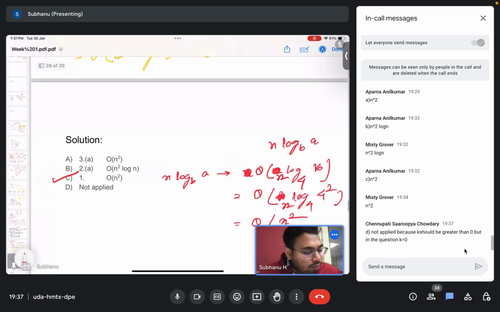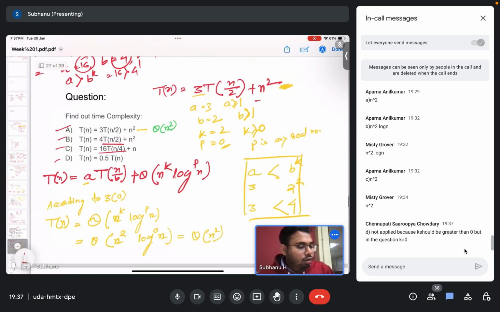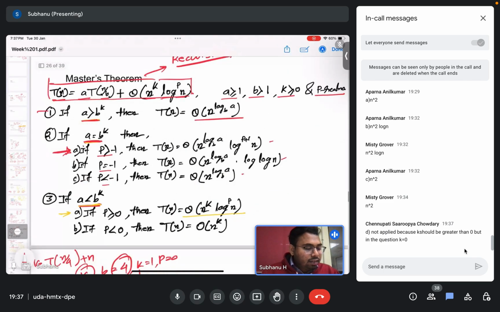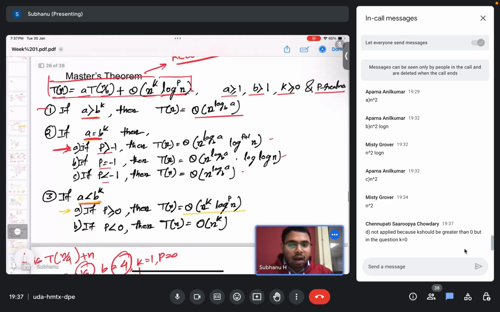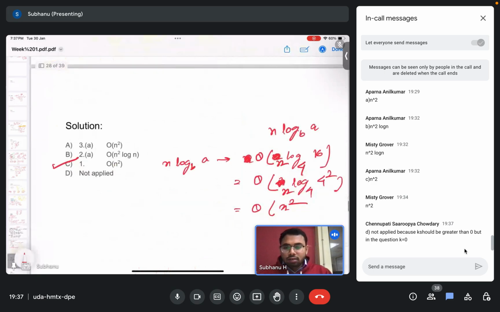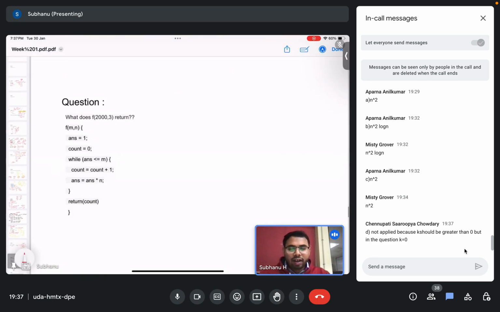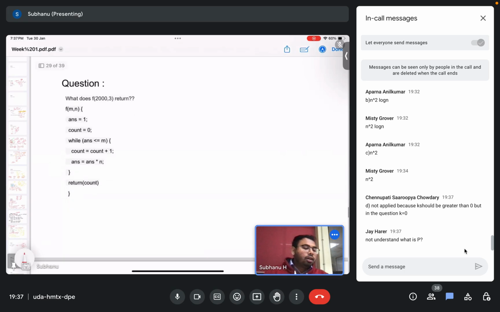For the last question, a is 0.5. So basically you can see that a is less than 1, because 0.5 is half. So this doesn't fall under any condition, and for this one we can't find out any time complexity.